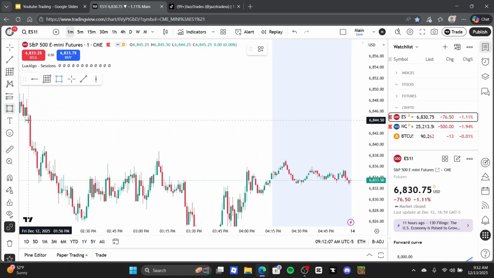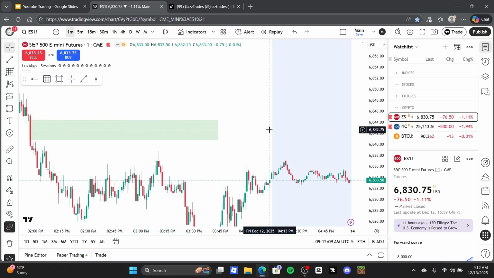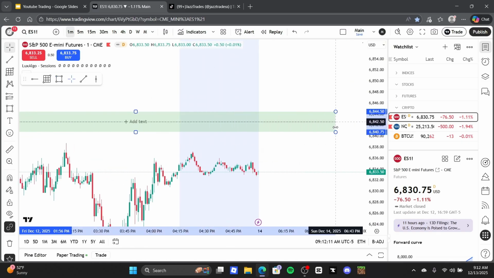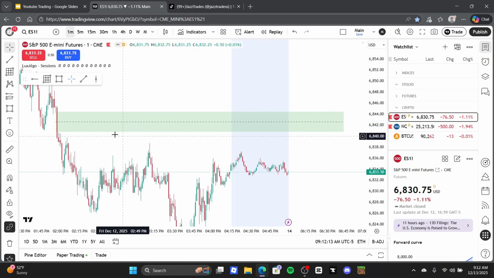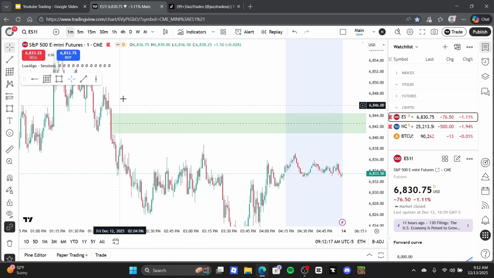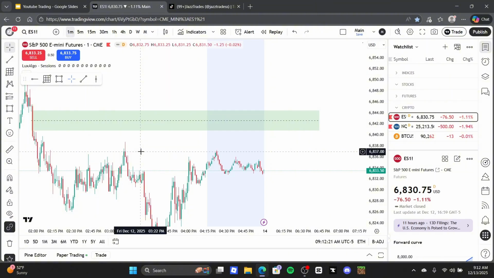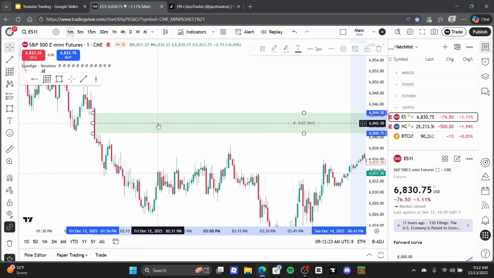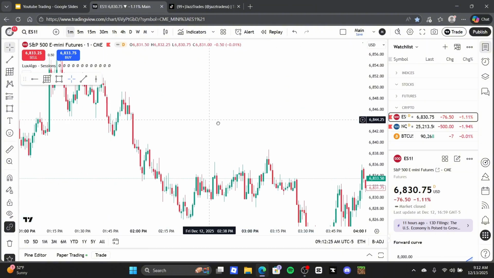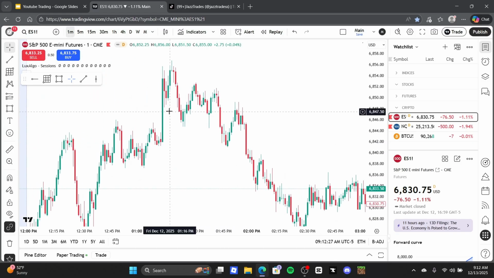So there's also ones that don't get touched. Like this imbalance right here, as you can see, price never even touched it. This just means that price could possibly touch it in the future. As you can see, imbalances and fair value gaps, some of them don't even get touched. But I can expect that this might get touched in the future. So that might be something to look for. Left a huge one here.